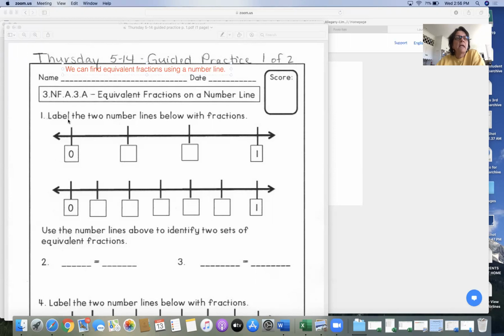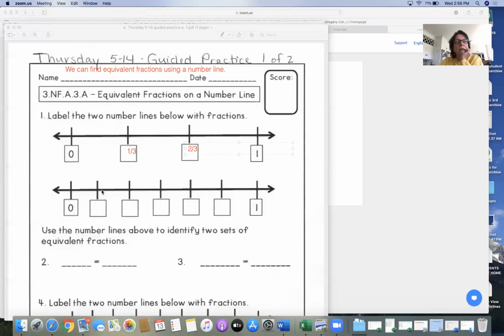So the directions say label the two number lines below with fractions. And if I look at this number line, I've got 1, 2, 3 equal parts. That means thirds. So I'm going to use my text feature here. This one will be 1/3, and this one will be 2/3.